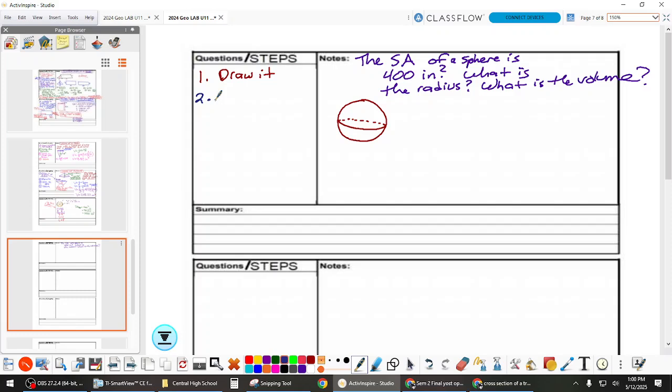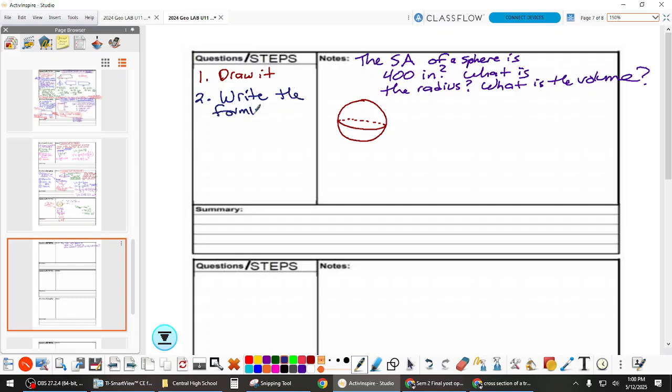Label it. We don't have anything really to label it. Yes, you would want to do that if you knew something. But we don't know the radius or diameter, and it's kind of hard to show a surface area. Okay, so here's the next step. Write a formula. Write the formula.